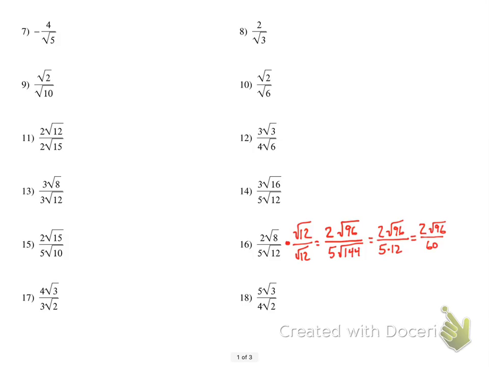60. So now what we can see is 2 and 60 have a common factor. What is it? 2. Yeah, so we can divide this 2 by 2, and you get 1. 60 divided by 2 is what? 30. So this is not our final answer, but now we're looking at square root of 96 over 30. All right, now you can see how these bigger ones can get a little more complicated. So square root of 96, can that be simplified?